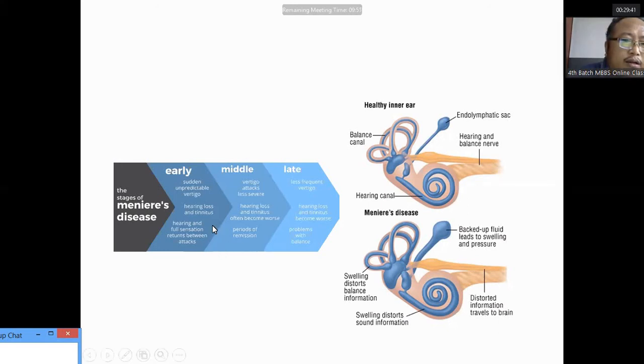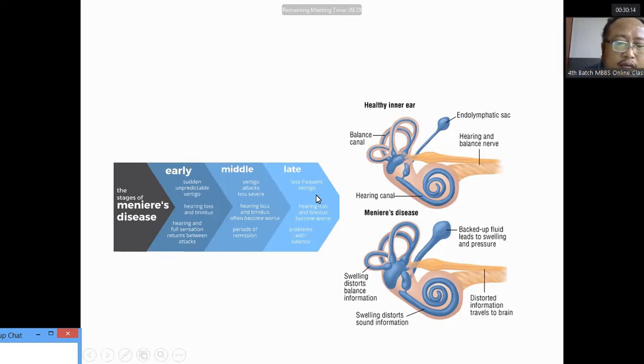There might be hearing loss and tinnitus, and the hearing and fullness sensation returns between the attacks. It means in between the attacks, the patient's hearing seems to have come back to normal and there is no earfulness. While in repeated attacks, the patient might have vertigo attacks that are less severe, but hearing loss will get worse, and there is a period of remission.